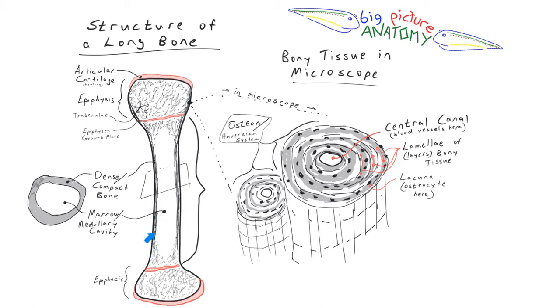We have the diaphysis or shaft of the bone along the middle. And then the epiphysis at either end of the bone. Epiphysis is singular, epiphyses with an E would be plural. A proximal and a distal epiphysis.